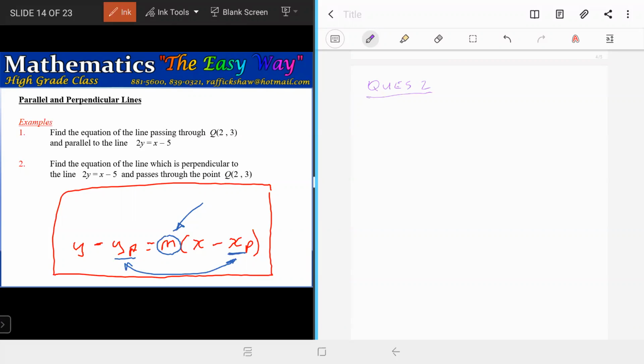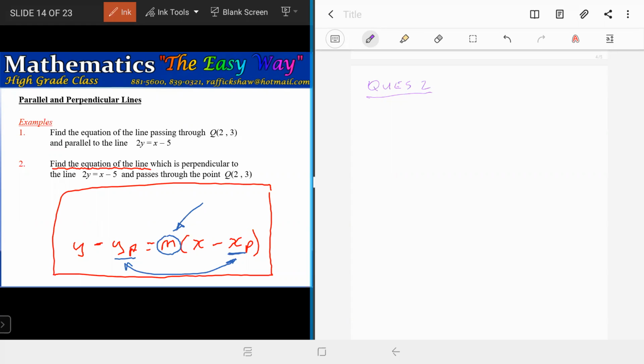All right. Question 2 says, find the equation of a line. See, there it is asking us for the equation of a line right here again. Now, once a question tells you to find the equation of a line, you need to know 2 things about that line. You need to know the gradient of that line, and you need to know a point on that line.